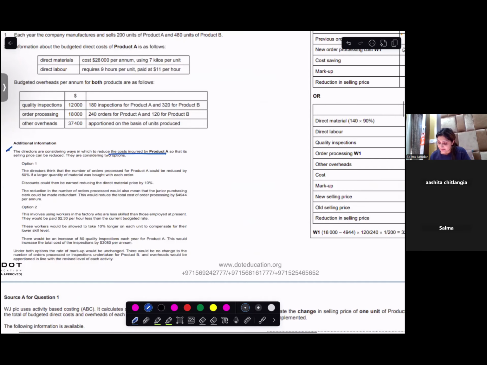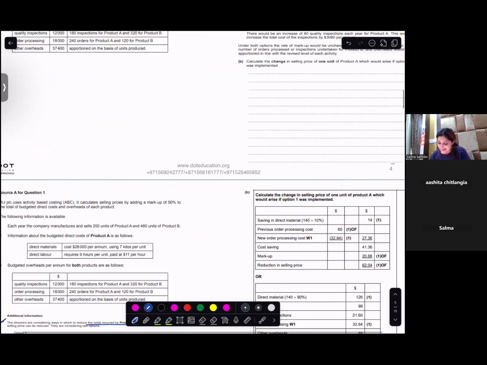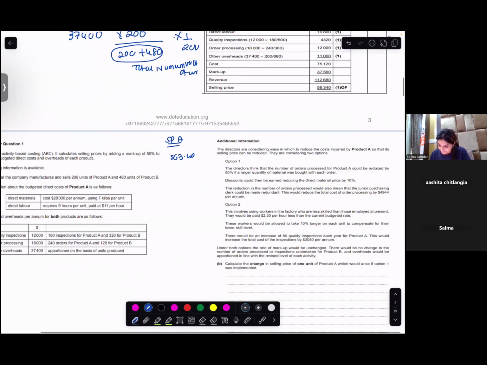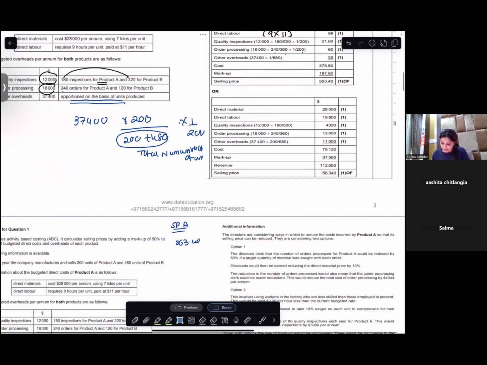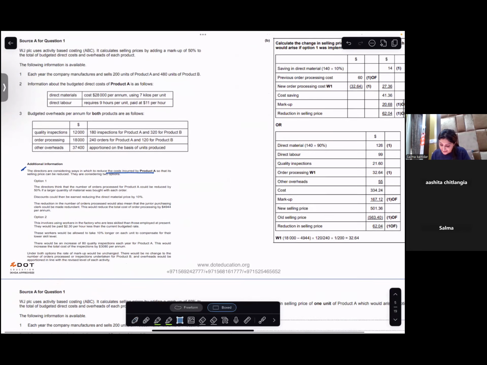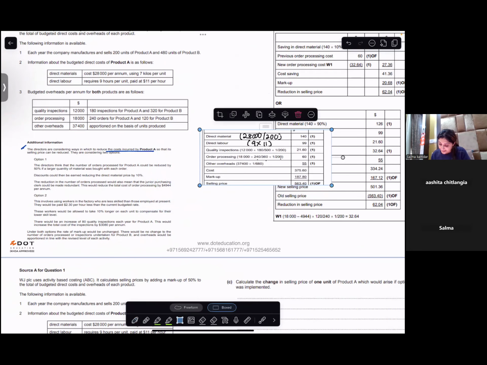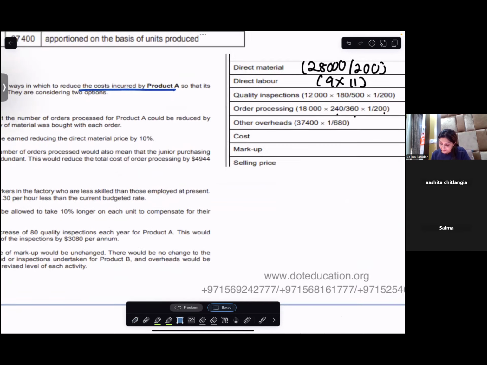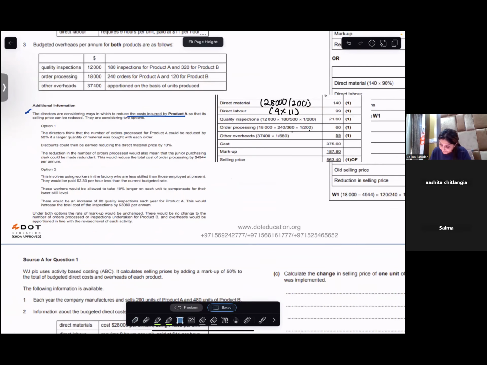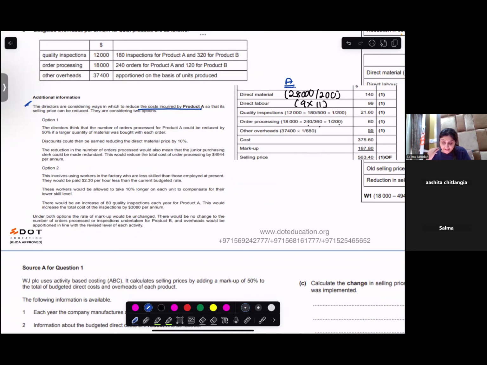So what is the cost that is incurred by product A? The cost is 375.60. But you have a bifurcation of the cost, right? This is the cost that is incurred by product A: direct material, direct labor, quality inspections, order processing. So what do the directors want to do? The directors want to reduce it. Why do they want to reduce it? So that they can reduce the selling price.